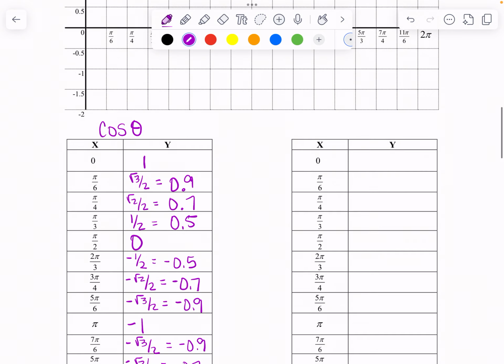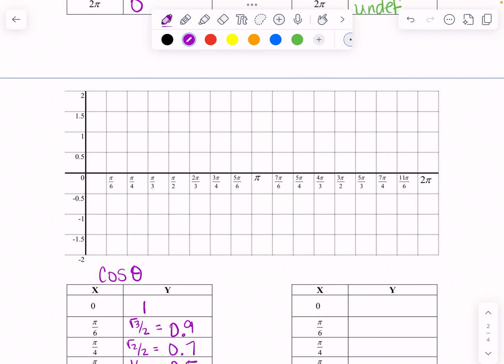Okay, now I'm going to take these and plot them. So at 0, I'm at 1, 0.9, 0.7, 0.5, 0, negative 0.5, negative 0.7, negative 0.9, negative 1, negative 0.9, negative 0.7, negative 0.5. At 3 pi over 2, I'm back to 0. 1/2, 0.7, 0.9, positive 1.